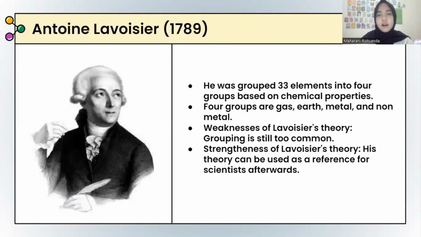The first one is Antoine Lavoisier. In 1789, Lavoisier grouped 33 elements into 4 groups based on chemical properties. The 4 groups are gas, earth, metal, and non-metal. There are weaknesses and strengths in his theory. The weakness is that his grouping is still too general, and the strength is that the theory can be used as a reference for scientists afterwards.